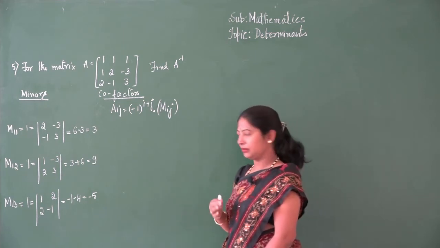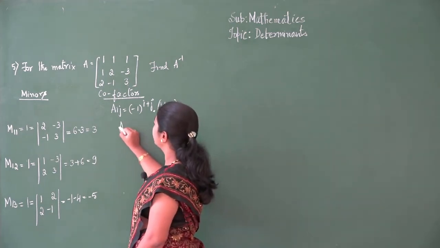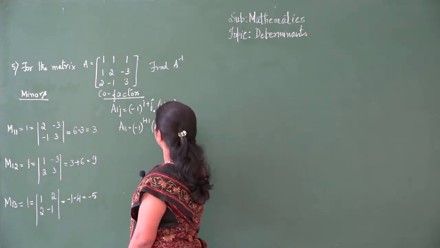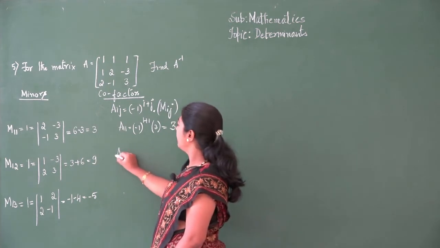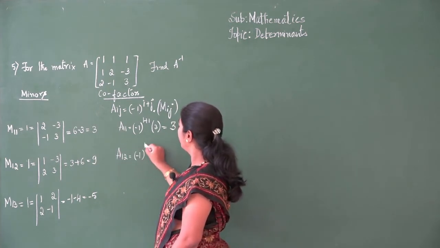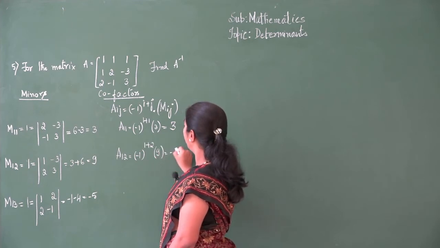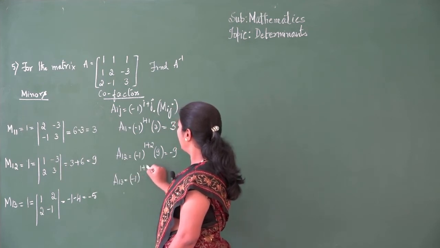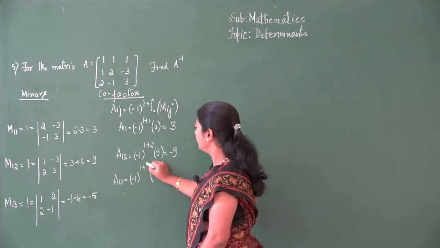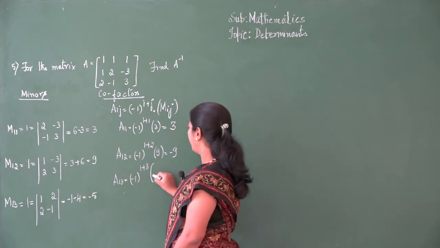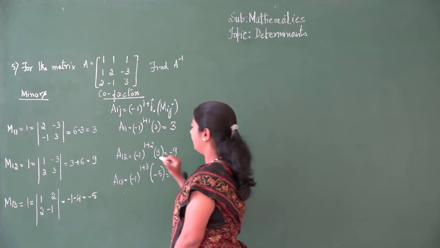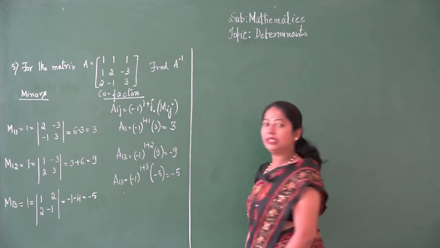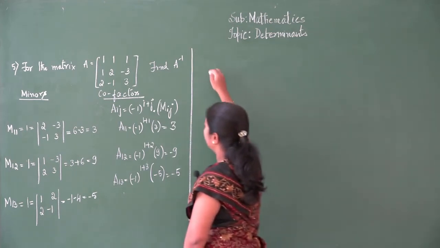Simultaneously, we can find Aij, or you can finish finding the minor elements and then start off with cofactors. So, simultaneously solving, what is A11? Minus 1 to the power 1 plus 1 into 3. That is nothing but 3. What is A12? Minus 1 to the power 1 plus 2 into 9, minus 9. What is A13? Minus 1 to the power 1 plus 3 into M13, which is minus 5. This will be minus 5. This is all about M11, M12, M13.